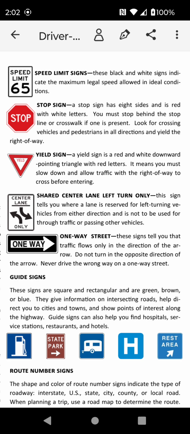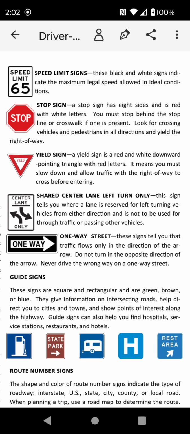The shared center lane for left turn only is this sign here, and this sign tells you where the lane is reserved for left turning vehicles from either direction and is not to be used for through traffic or passing other vehicles.